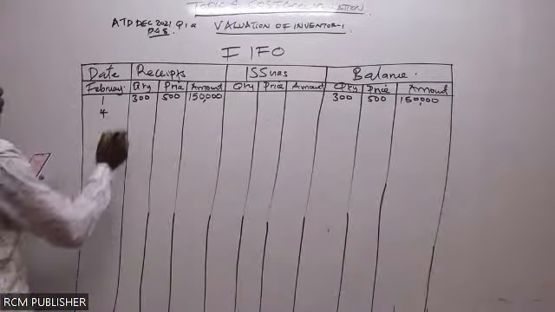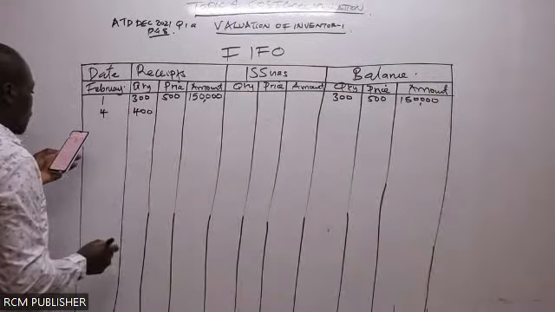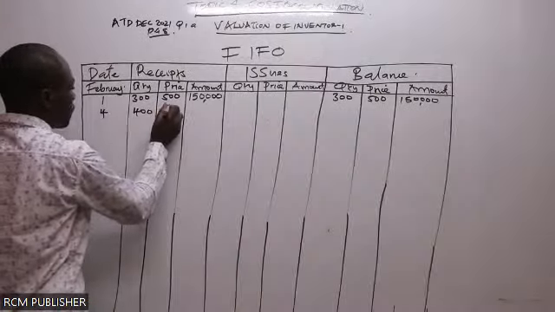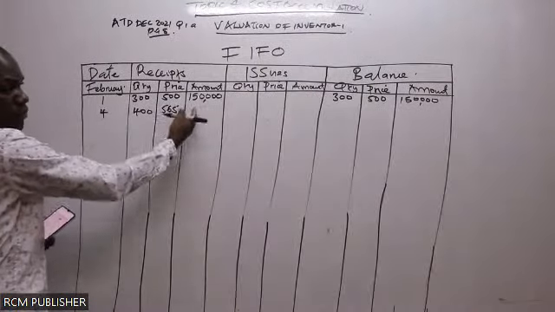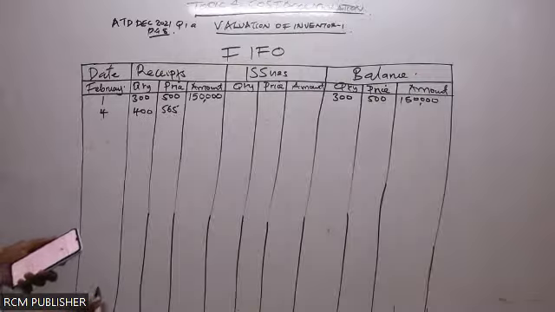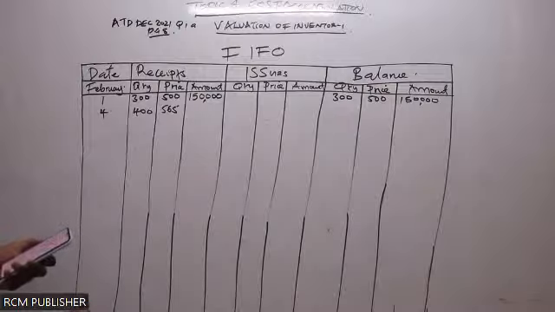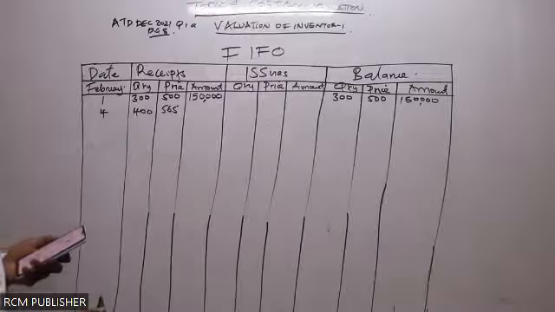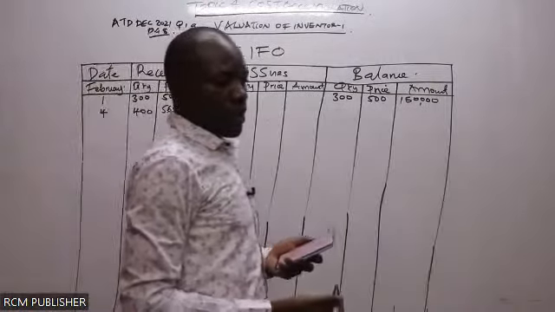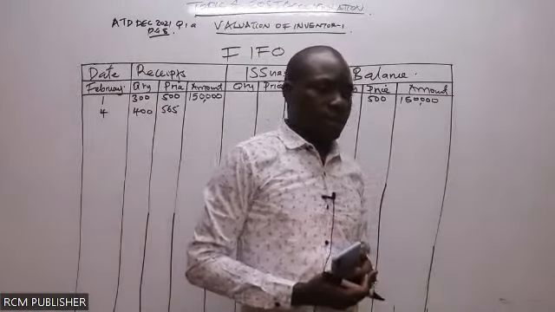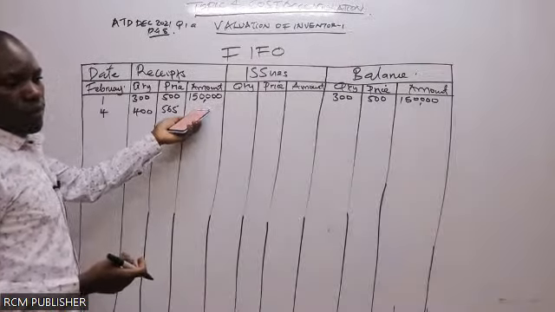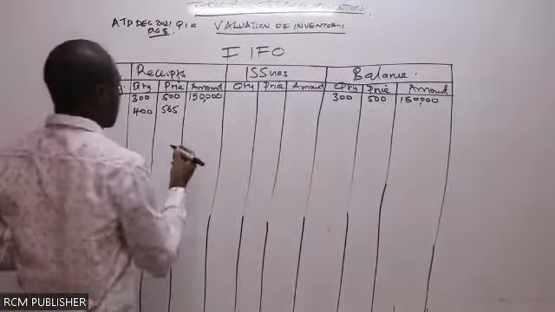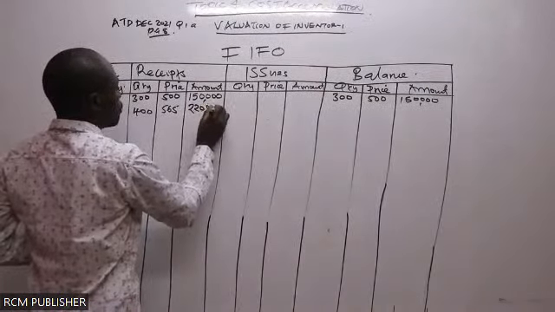Then the next date, the 4th, we are told they received goods. How many units? 400 units at 565. So what is the value there? 400 by 565. What are we getting? These things we did yesterday, so it is a matter of copying. What did we indicate here yesterday? 220,000. So that is what they received.